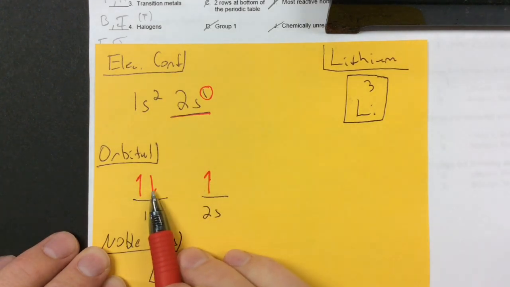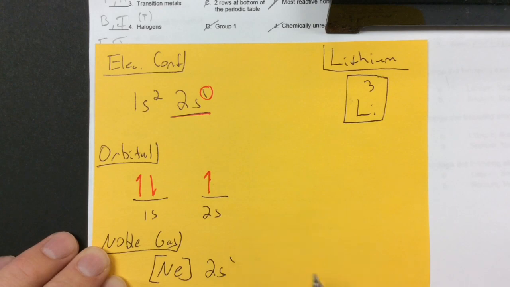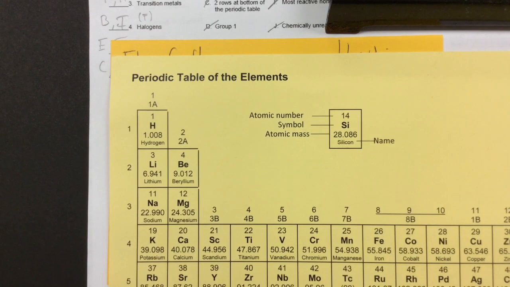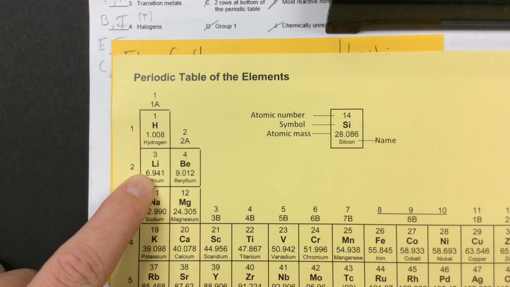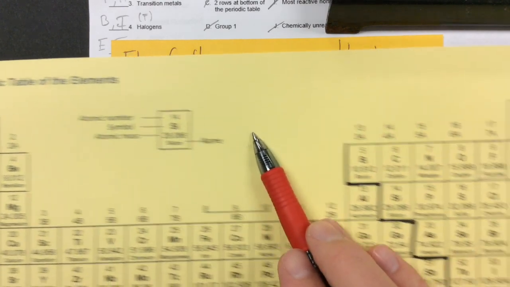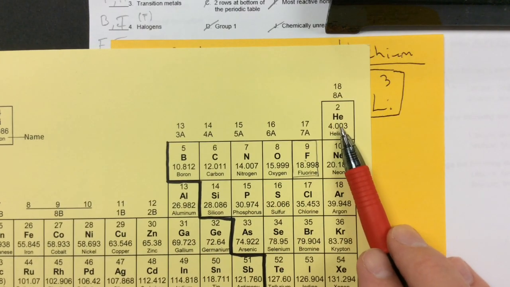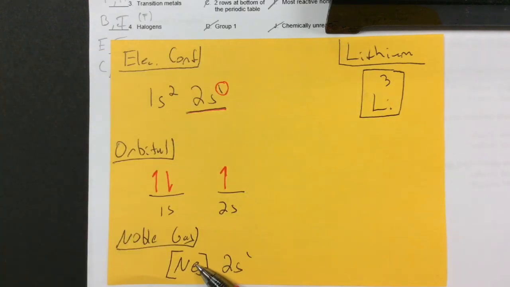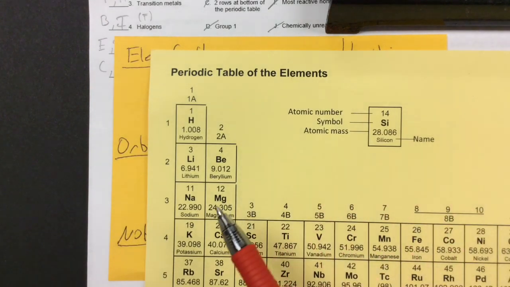So we add them all up, we have 1, 2, 3 electrons total for lithium. And the noble gas configuration, if you remember, lithium is here in row number 2, so our period number 2. To do the noble gas, we're going to go up to the previous row all the way over to the noble gas before it, and we're going to write that noble gas in brackets. And then after we write that noble gas down, we're going to continue counting our electrons.